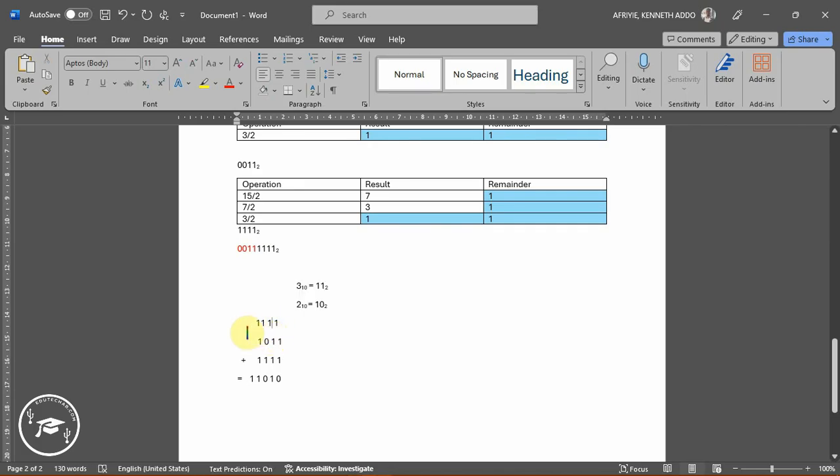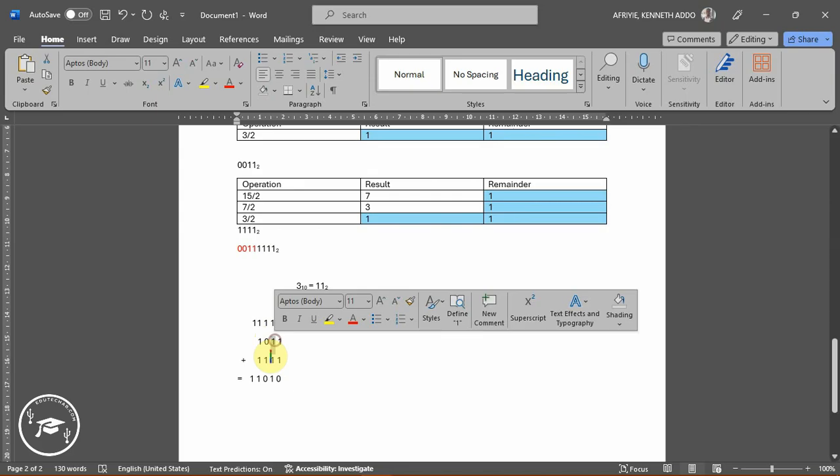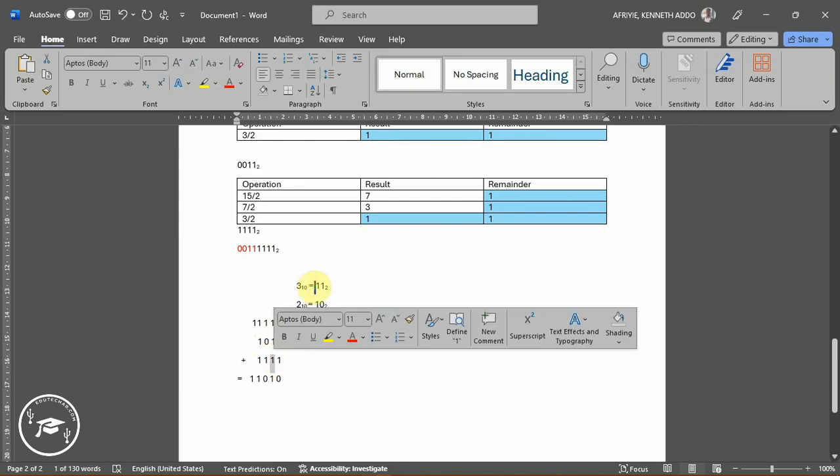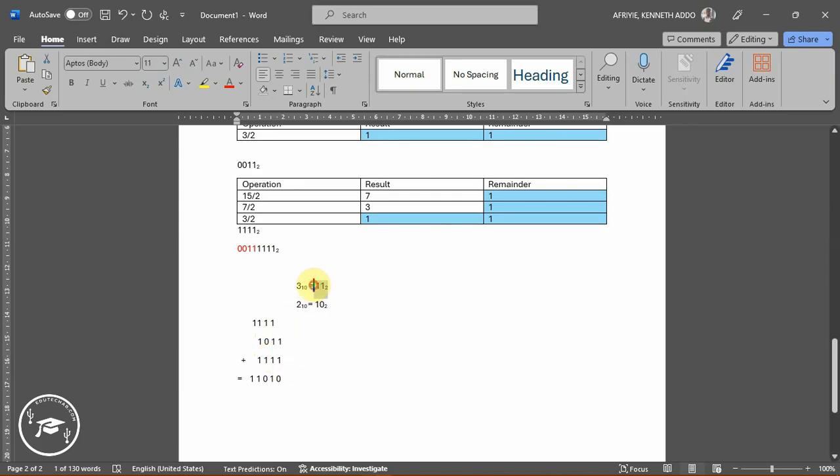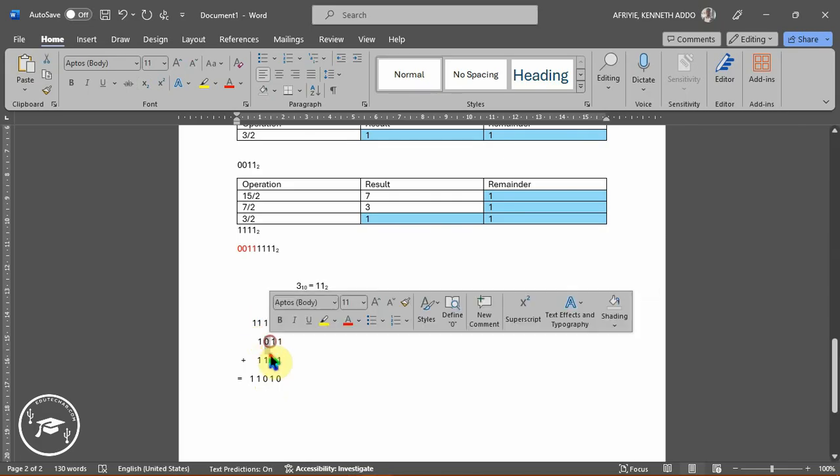Great. Then what did we do again? We added this 1 to this 1 to this 1, which gave us what? 3. And 3 in binary, we have 1 and 1. So we represented the first one on this side here and the second one on this side here as a carry.